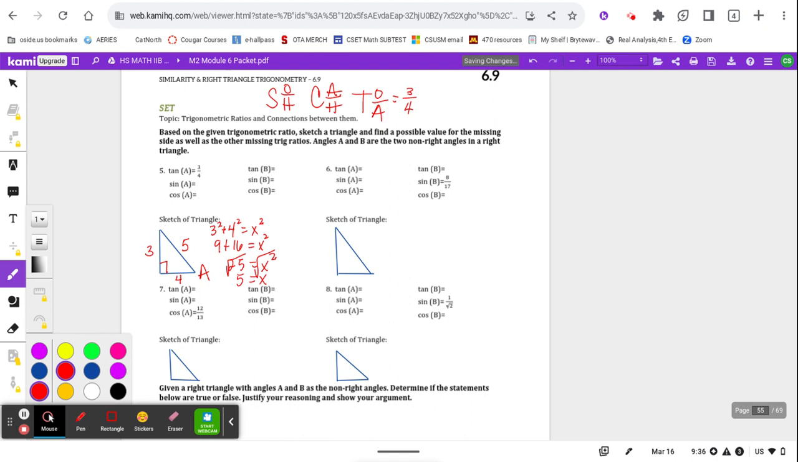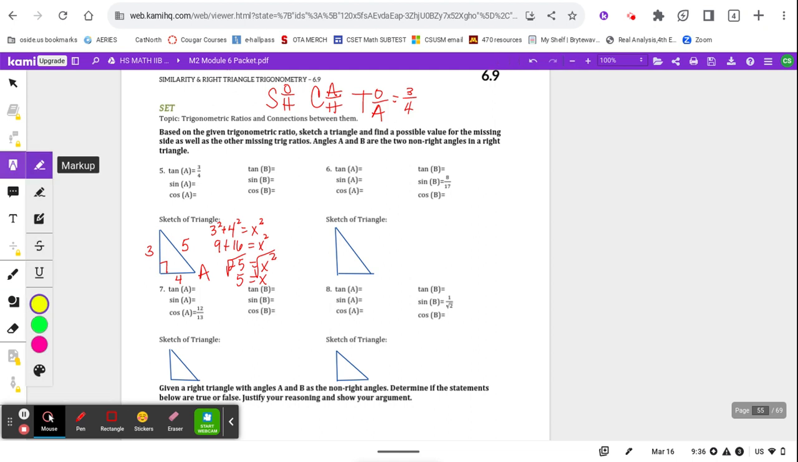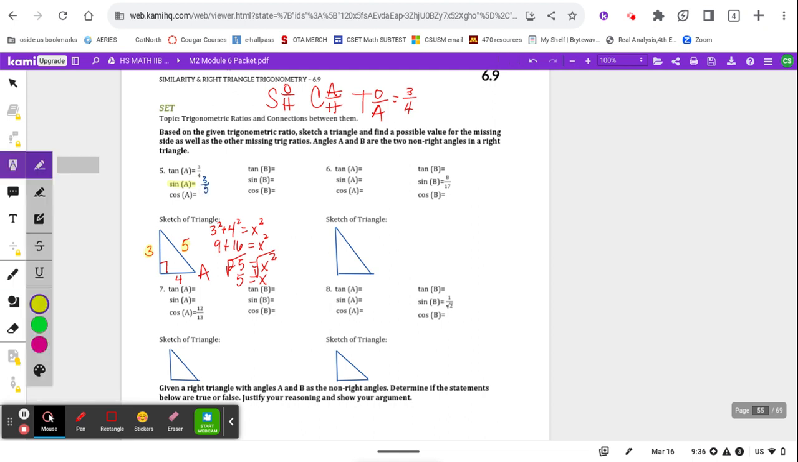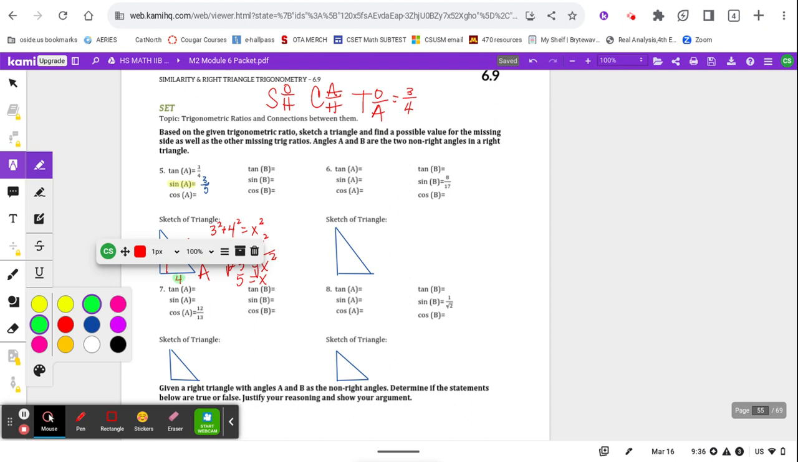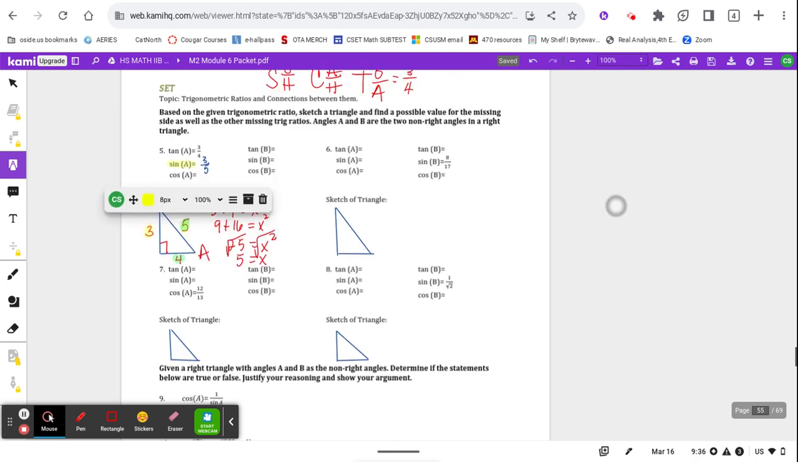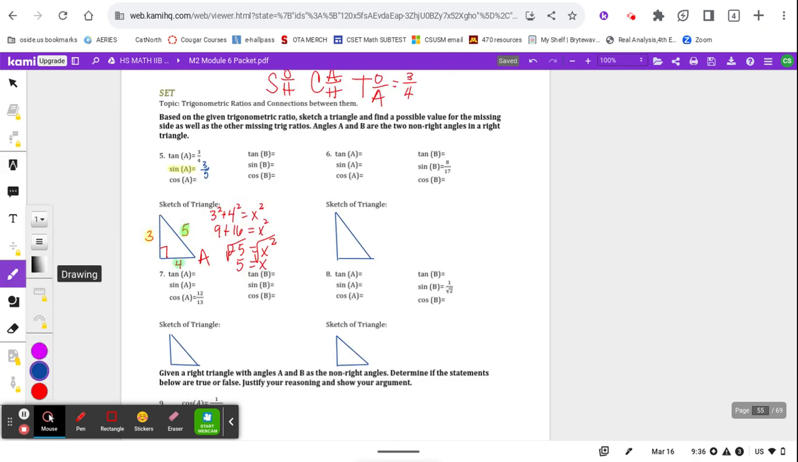So now that I have all the sides filled in, now I can go get the sine and cosine of A. So looking back, the sine of A is equal to the opposite over the hypotenuse. And so the sine of A is 3/5. The cosine of A is the adjacent over the hypotenuse. And so my cosine of A is 4/5.